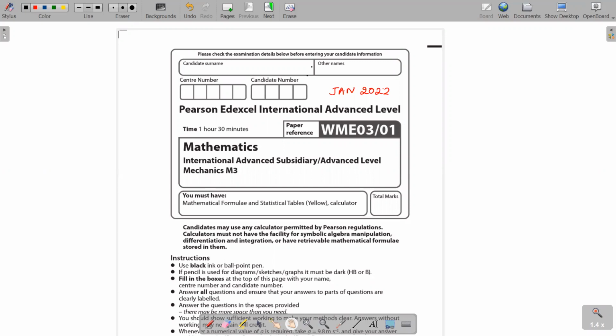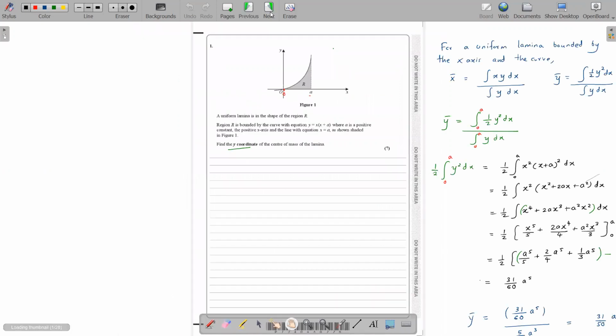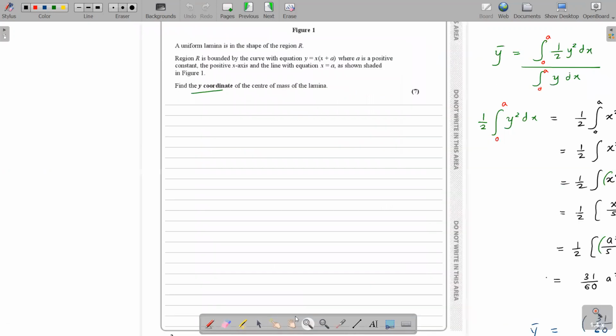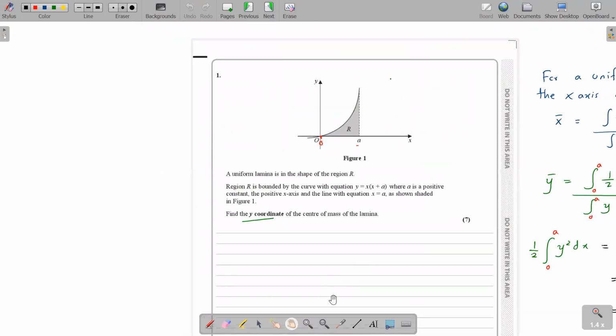Okay, so hi everyone. We'll discuss the Jan 22 Mechanics Paper 3. We'll start with question number 1. They say a uniform lamina is in the shape of the region R. Region R is bounded by the curve with the equation y equals x times x plus a, where a is a positive constant, the positive x-axis and the line with the equation x equals a.